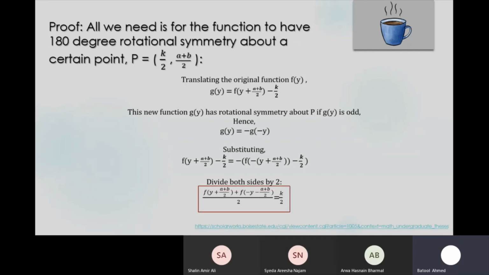This shows that the average of two certain x values gives us half of the distance from the axis of rotation. This brings us to the end of our presentation. Thank you, and the floor is now open for questions.